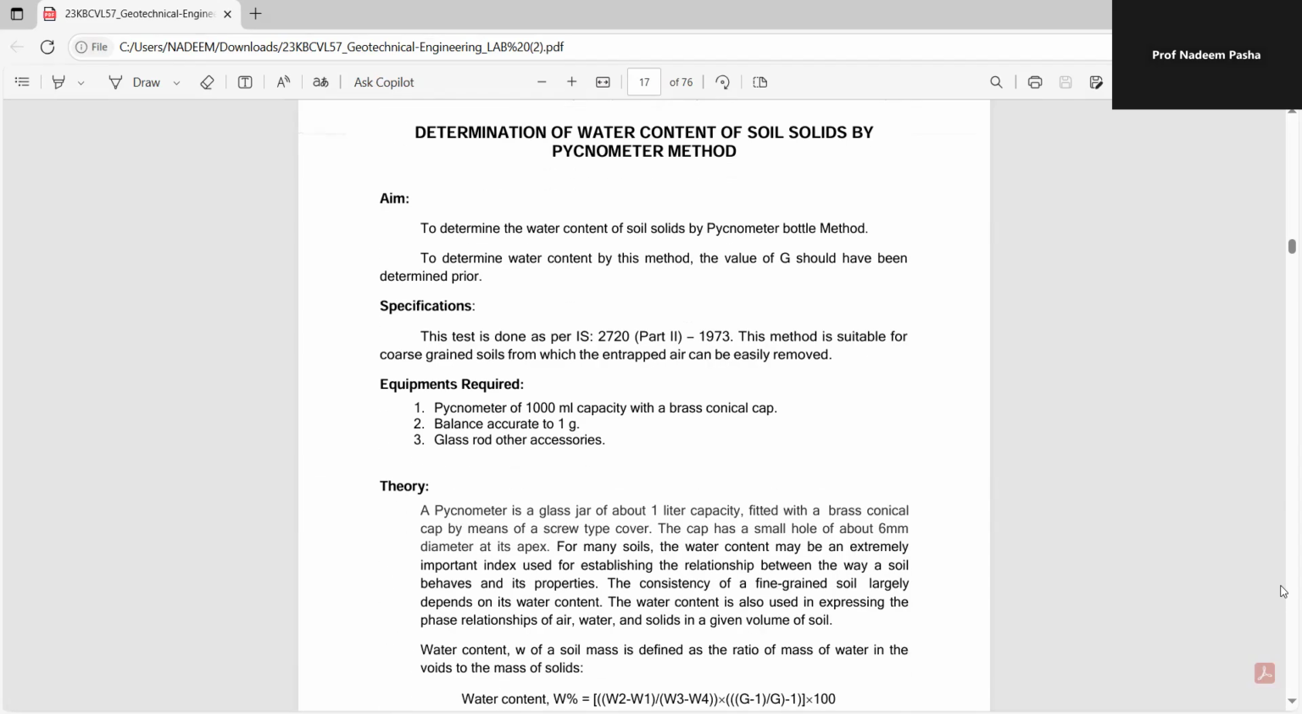Determination of water content of soil solids by pycnometer. Aim: to determine the water content of soil solids by the pycnometer bottle method. To determine the water content by this method, the value of G should have been determined prior. This test is done as per IS 2720 Part 3, 1973.